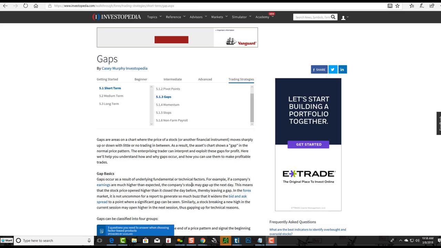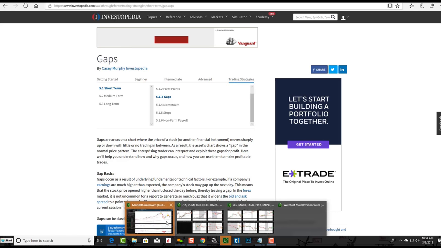Gaps are areas on a chart where the price of a stock or other financial instrument moves sharply up or down with little or no trading in between. As a result, the asset's chart shows a gap in the normal price action. The enterprising trader can interpret it and exploit these gaps for profit. And then it goes into more depth on gaps, right? So again, if you want to read more about all the definitions, just use Investopedia.com. So let's go look at some charts.